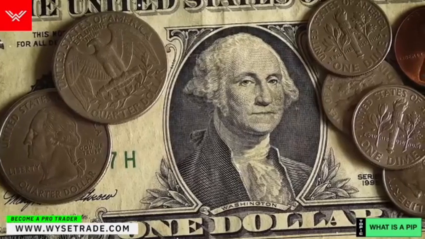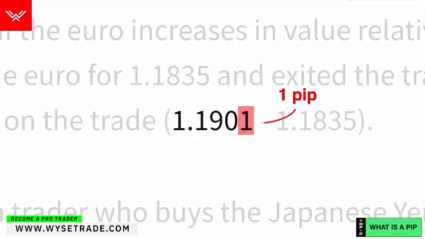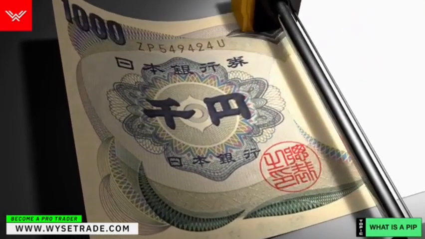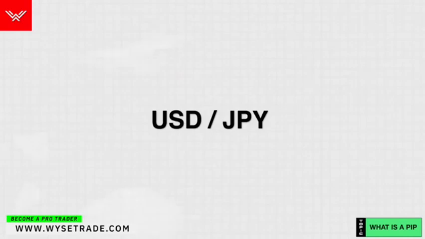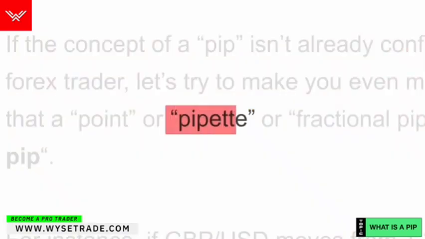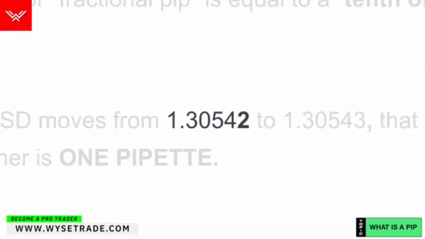Most currencies are written to the 4th decimal place, with the 4th decimal place representing 1 pip. However, some exceptions buck this trend, such as with the yen-crossed pairs. The Japanese yen is often quoted to 2 decimal places. So a 1 pip gain would be 146.22 rising to 146.23. There's also a pipette, which is a fractional pip that is 1/10 of a pip and is represented by the 5th decimal place.